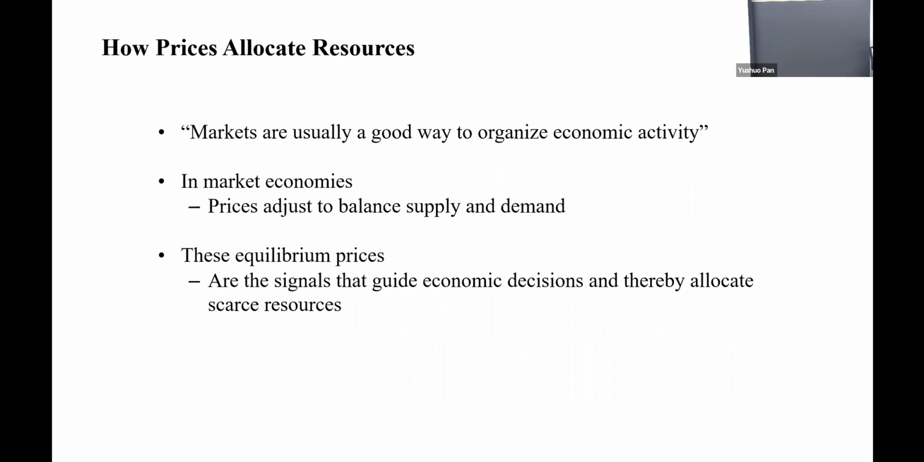In market economies, do you still remember what market economies are? Only 2 parts in that market, right? The households and firms. There is no government there. So prices adjust to balance supply and demand. These equilibrium prices are the signals that guide economic decisions and thereby allocate scarce resources. That's the conclusion about what we learned.